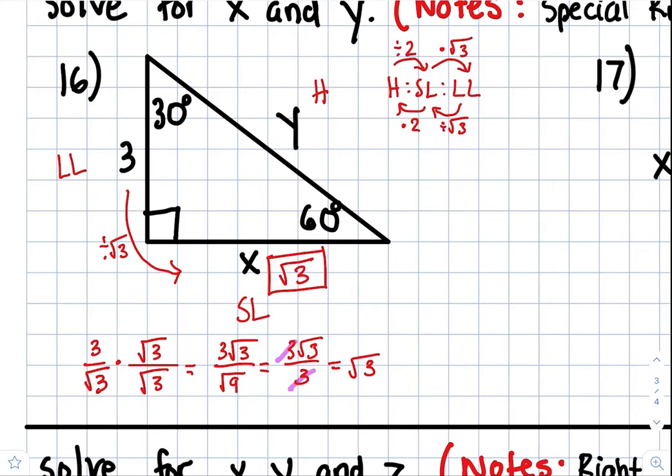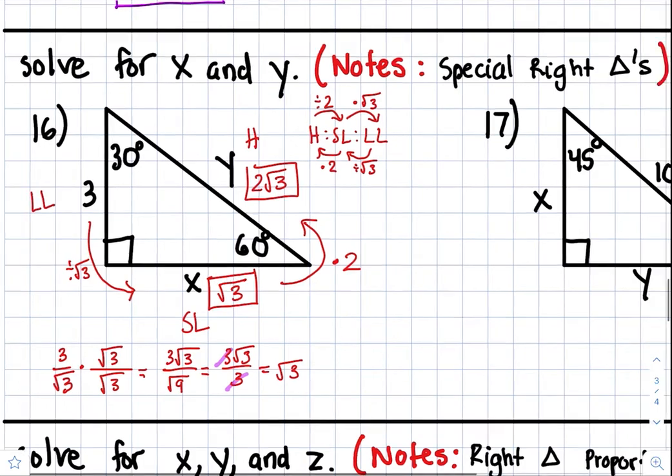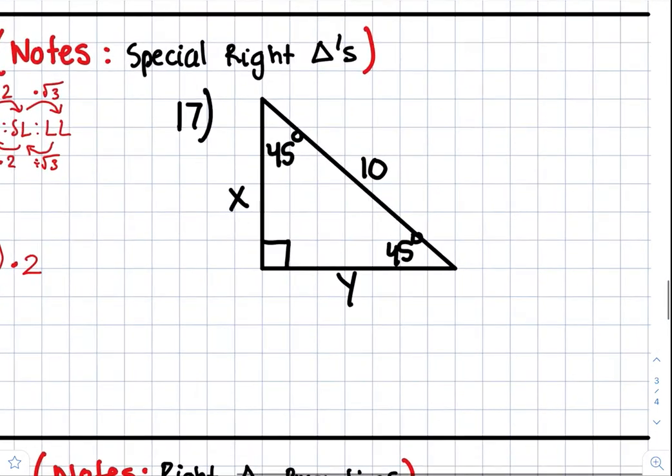Now we need to find the hypotenuse. To get from short leg to hypotenuse, that is multiplying it by 2. So 2 times square root of 3 is just 2 square root 3. Gotta make sure you know how to get from one length to the other using your ratios. Okay, 17.